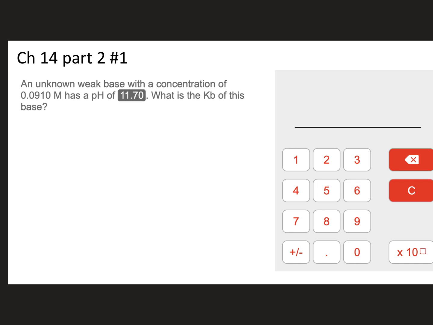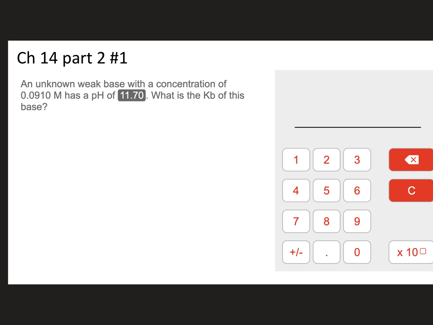For part 2 of chapter 14 homework, we're given two questions where we're asked to calculate the Kb and the Ka for weak acids. And they approach both of these questions a little bit differently than we approach these in class. And so I'll help you work through these two questions here.